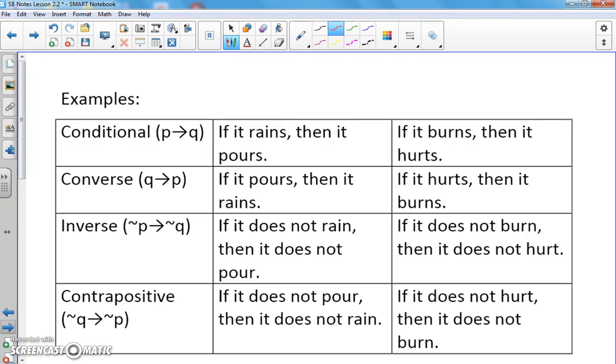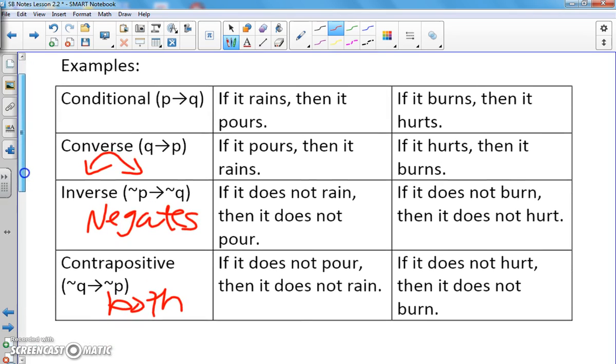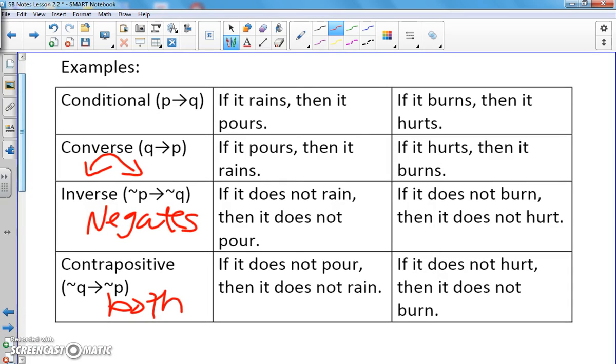Let's look at another one. If it burns, then it hurts. Converse switches. If it hurts, then it burns. Inverse negates. If it does not burn, then it does not hurt. Contrapositive does both. If it does not hurt, then it does not burn.